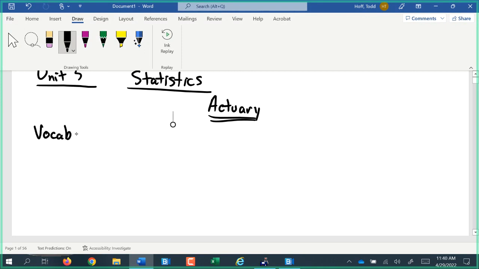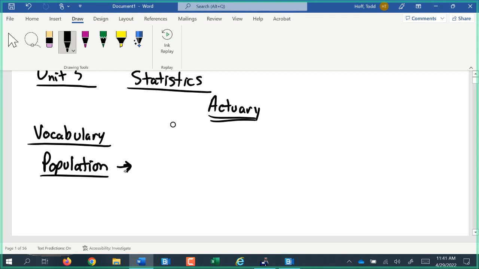we're going to look at a lot of vocabulary. Statistics has a lot of words that are unique to its study, and they also have a lot of words that we've heard in other contexts, but have a very specialized meaning within statistics. Most important of those words is a population.